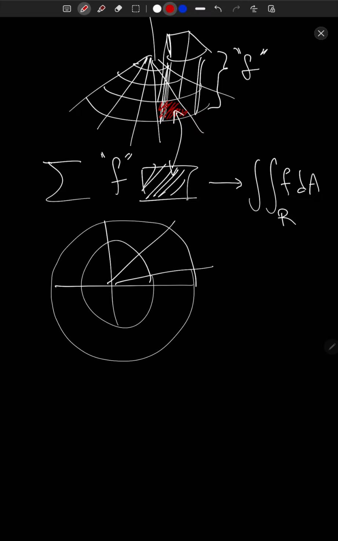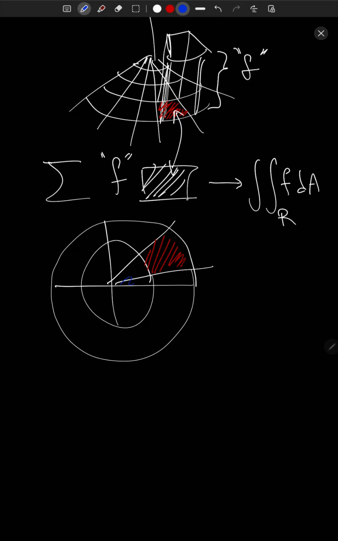Right, so if I do have a wedge, what exactly is its area? In the rectangular case, it was just delta x, delta y. So now the question is, what is this? Before, delta x, delta y, right? So now what I'm going to do is give labels to this.